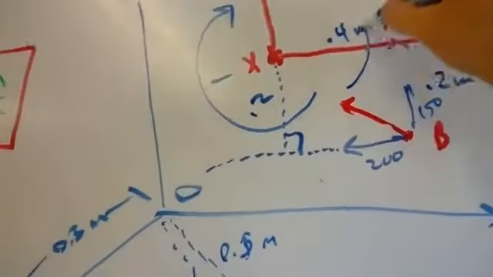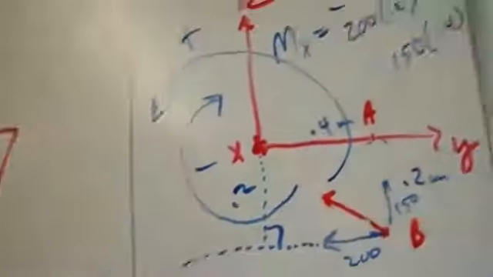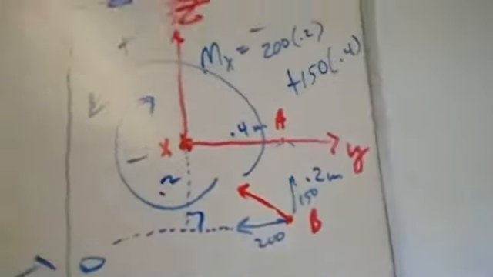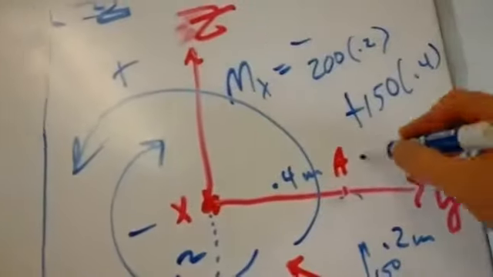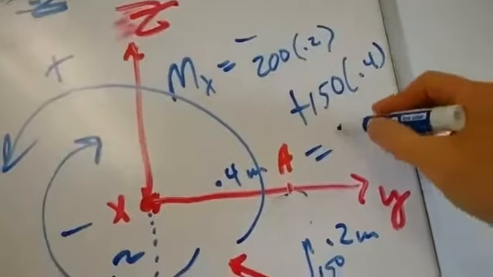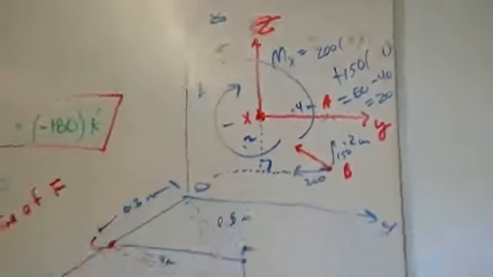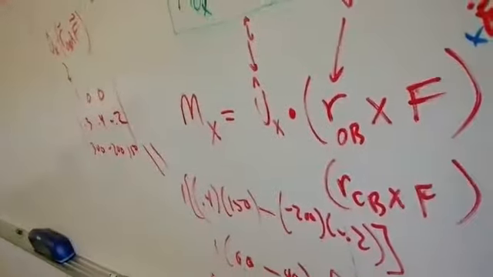Counterclockwise. It wants to make things go this way, right? And we're calling this direction positive. So it's plus. So that gives us 60 minus 40, which is 20. It gives you the same answer. And you have to be pretty comfortable with your visualization skills to be able to do that.